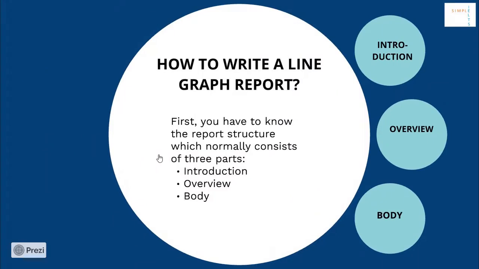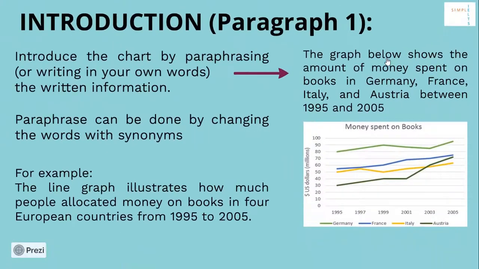So, the first question that comes to mind when doing IELTS Writing Task 1, especially line graph, is that you have to know the report structure, which normally consists of 3 parts. First is introduction, overview, and then body. In this slide, we're going to focus on these two and a little bit about body, because the explanation on body is quite long, and we're going to do that in the next slide. Okay, first let's talk about introduction, which is normally written in paragraph 1.